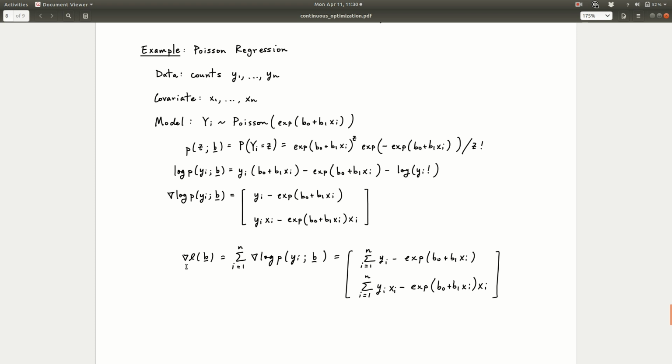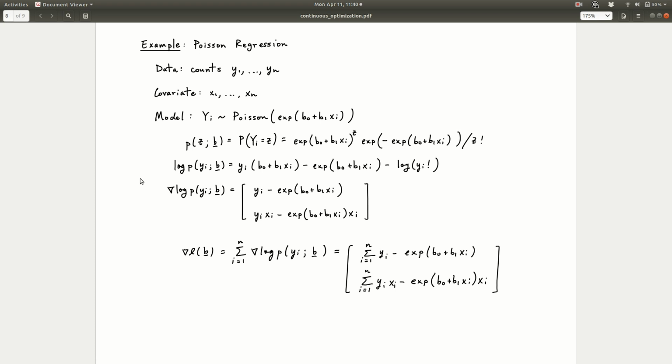The log likelihood function is just the sum of these things over i. So this is the following. So that's the first thing we need for the Fisher scoring algorithm. Of course, we're going to take the negative of this because we want to minimize the negative log likelihood.